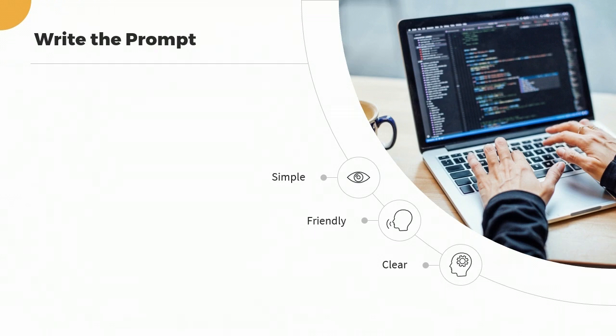Be clear. The prompt should clearly state what the chatbot can help with and what kind of questions the user can ask. Some example prompts you might use can be: Hi, I'm a chatbot. How can I help you today? Or, What would you like to know about X? Or, what's your question about X? By writing an effective prompt, you can ensure that users feel comfortable interacting with the chatbot and are more likely to ask questions and seek information.